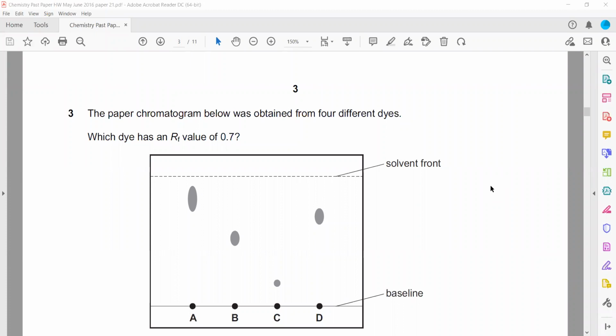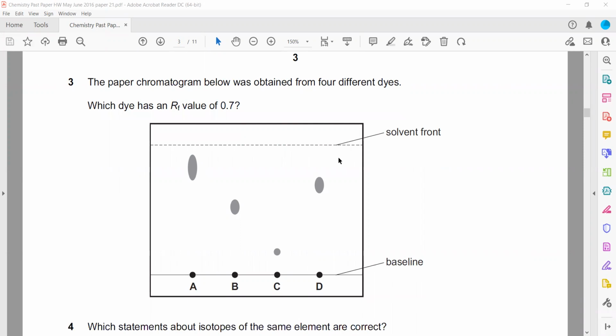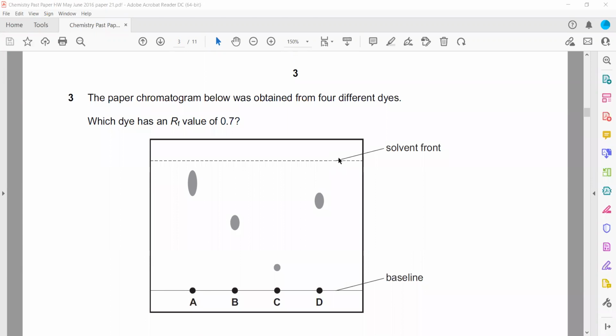In question 3, the paper chromatogram below was obtained for four different dyes, four different colors. Which dye has an RF value of 0.7? Look, there is a simple way to identify.